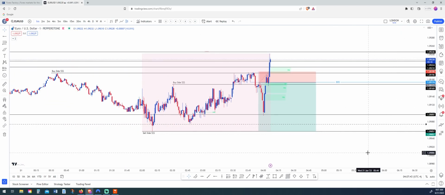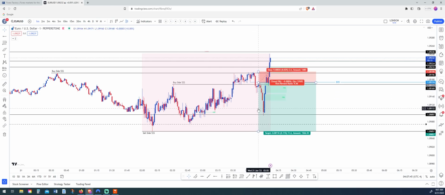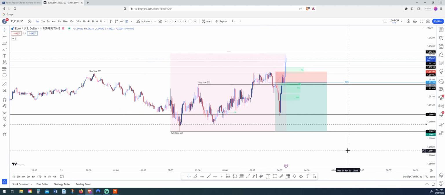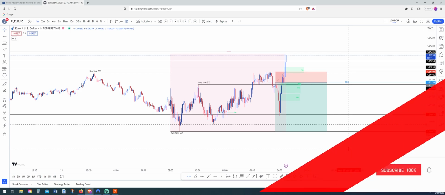So nice price action, bit slow during the session. It only really kicked off at the end of the Silver Bullet hour. But again, as I say, patience paid off on this one.